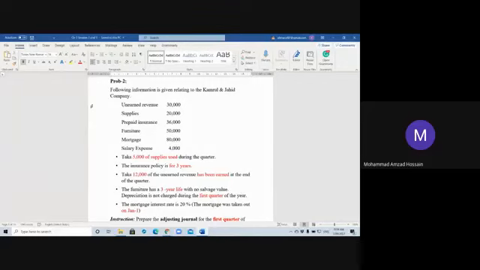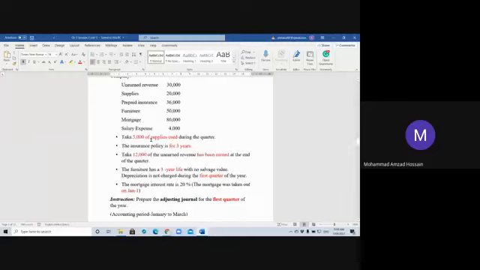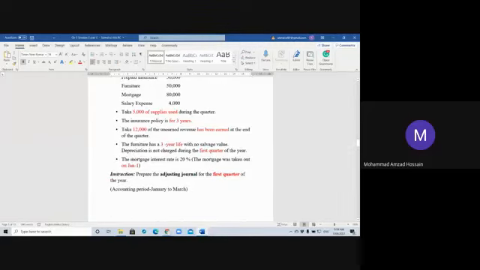The mortgage interest rate is 20%. The mortgage was taken on January 1. So three months we have used the mortgage loan. That's why we have to give interest to the concerned bank. So in that case, we have to put an adjusting entry for this, and the adjusting entry will be interest expense debit, interest payable credit, and it will be for 3 months.